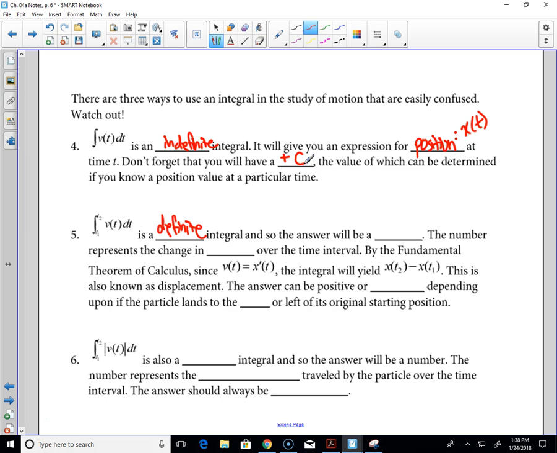The value of which can be determined if you know a position value at a particular time. If you know a clue, some sort of x and some sort of y, or in this case, some sort of t and some sort of position, time and position, then you can plug in and find c. Okay?